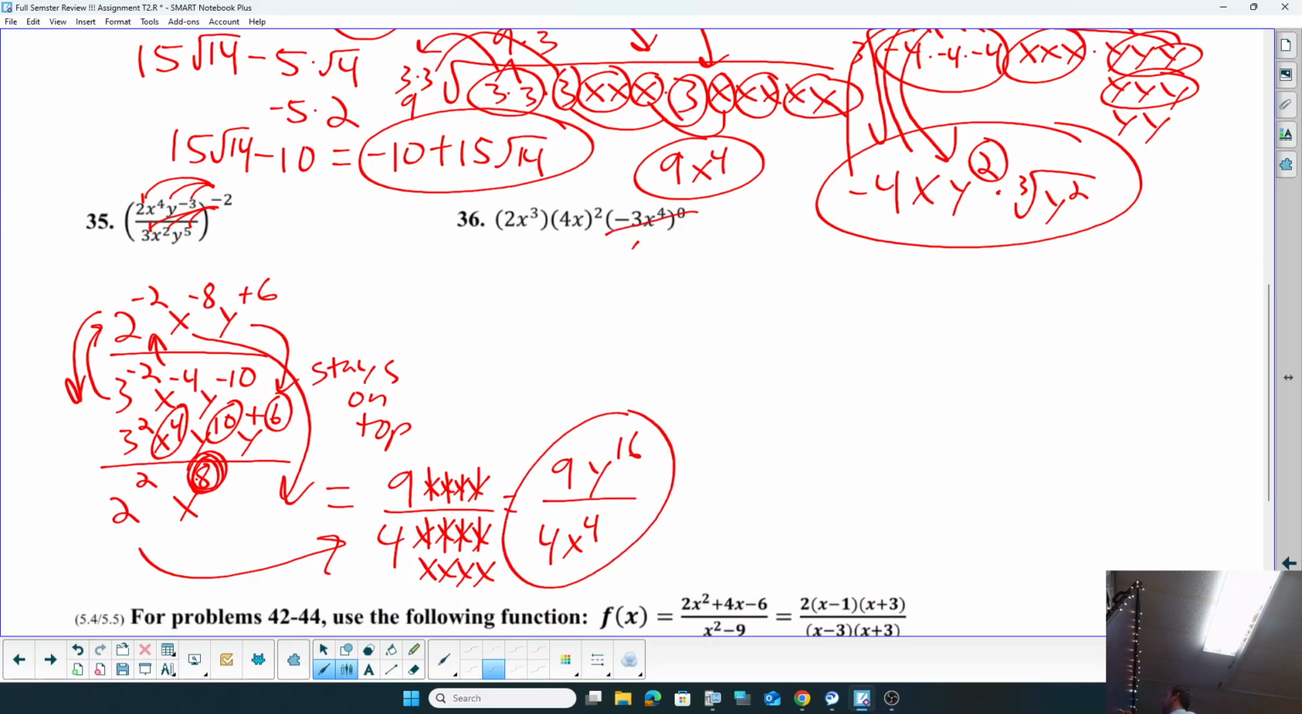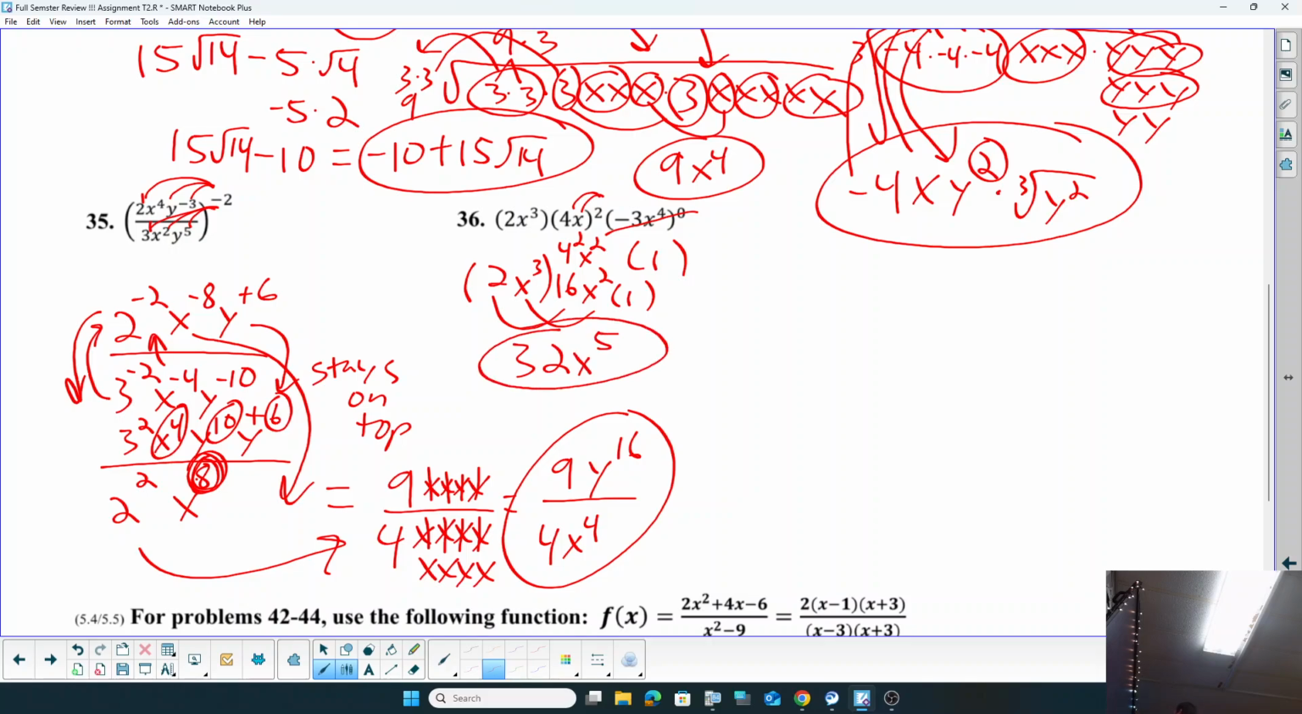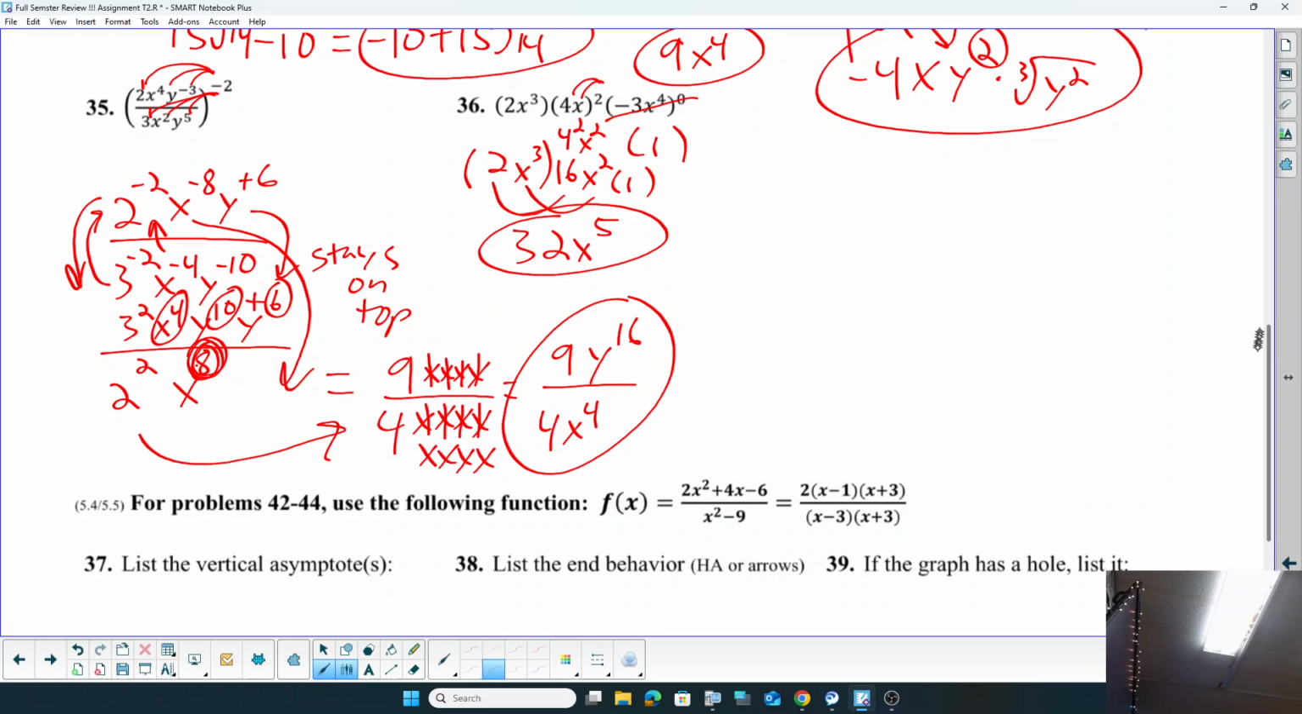Anything to the 0 power is just a 1. And then we have, that's squared now. That's squared. So that's 4 squared x squared. So that's 16x squared times 1 times 2 x to the 3rd power. And so 2 times 16 is 32. Add the powers. 2 plus 3 is 5. We get our answer. Nice.